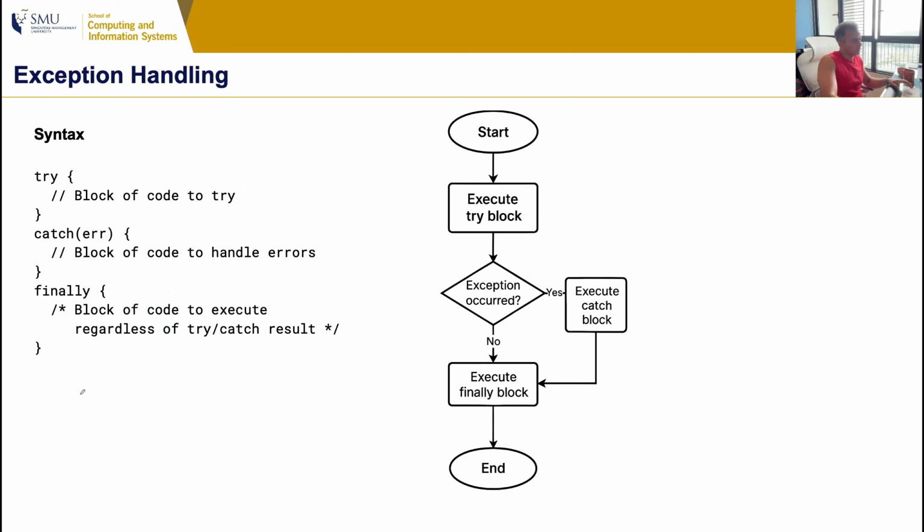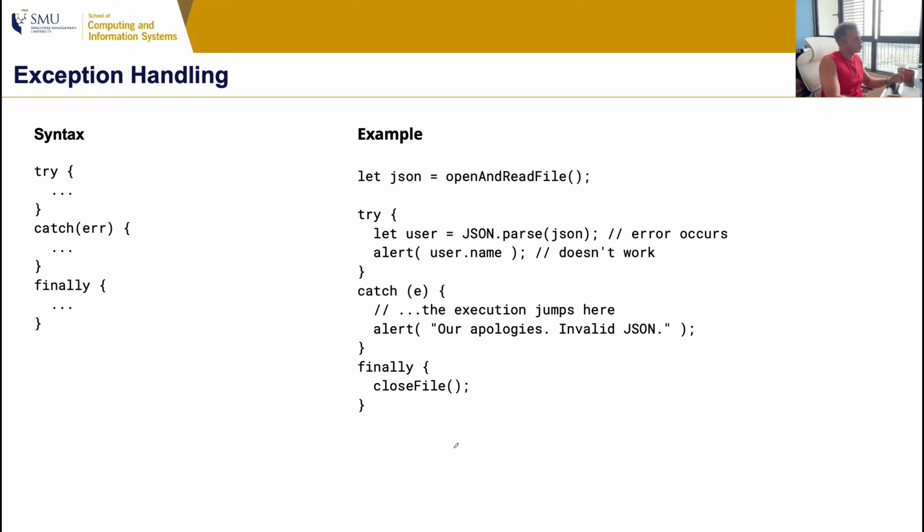So that's the whole flow. So try, catch, finally. This is one example. You're opening a file and reading it. This is an open file statement, and you are actually dealing with the JSON, which is a data format for JavaScript that came out of the file.